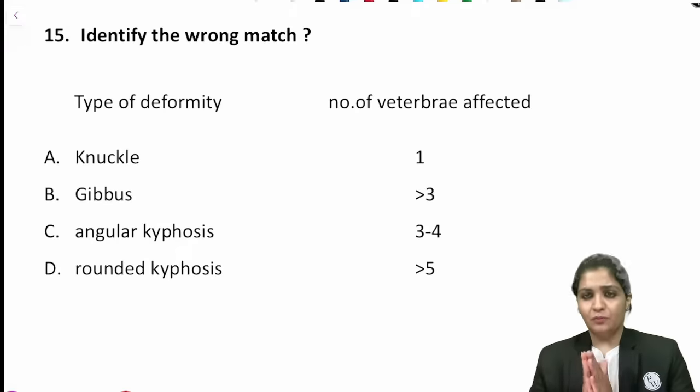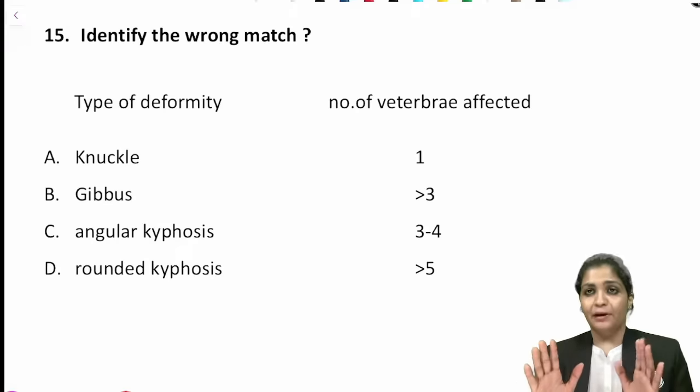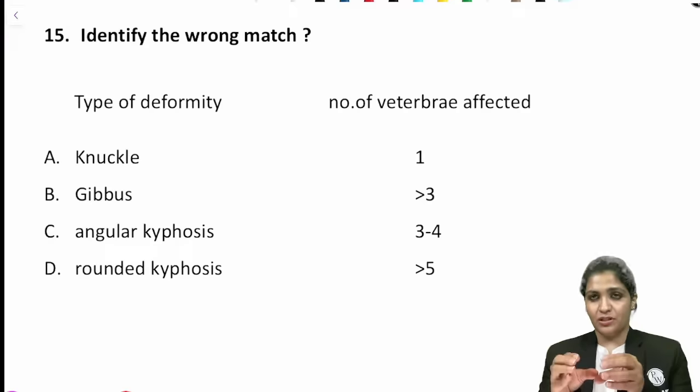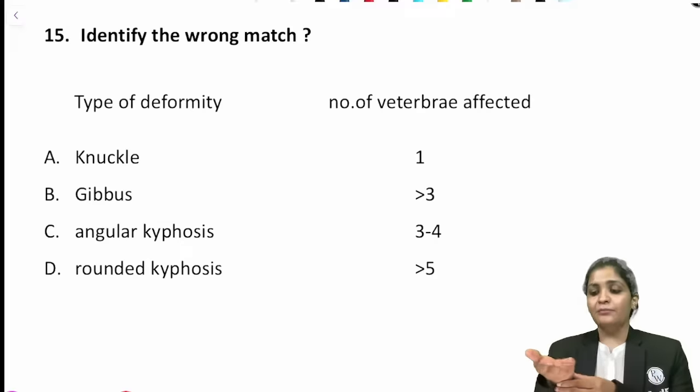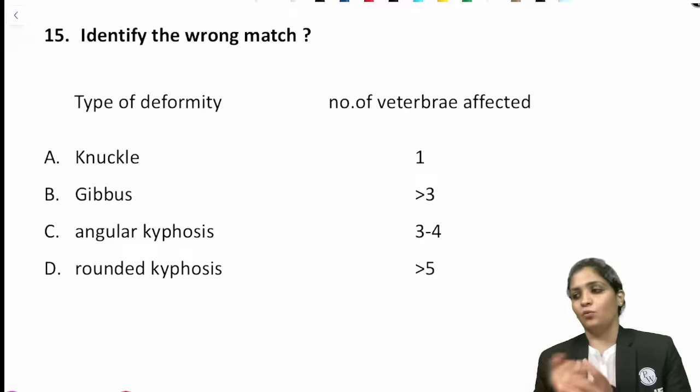Okay, if you are confused between valgus and varus, just remember varus. So what is varus? The distal part will come closer. The distal part coming towards the midline is varus. And if the distal part goes away from the midline, it is valgus, right?